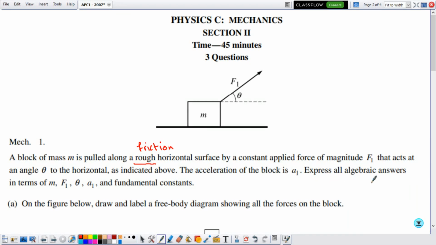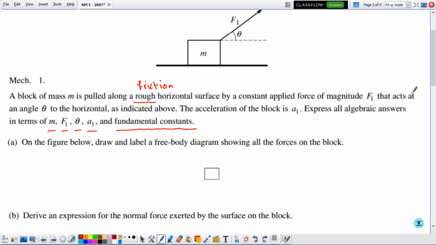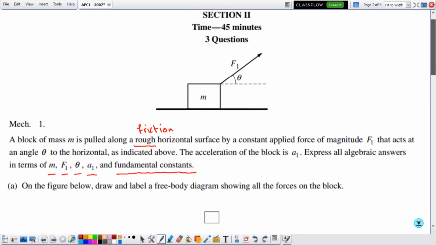Express all algebraic answers in terms of M, F1, theta, A1, and fundamental constants. So this is important. Now whenever we achieve a result, we need to check whether this expression is expressed in terms of these quantities. Now on the figure below, draw and label a free body diagram showing all the forces on the block. Then what are the forces acting on the block?